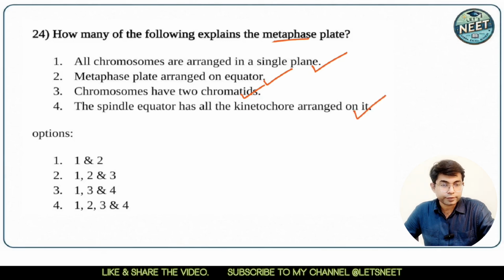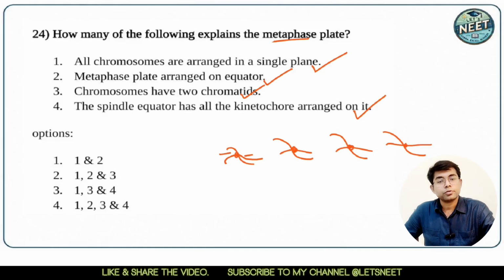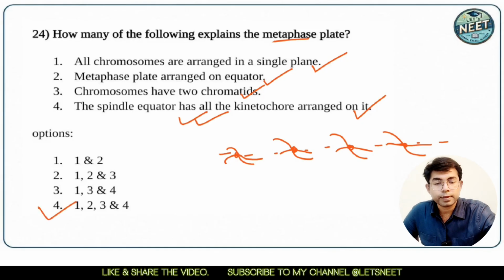So if this is the metaphase plate, right? Here all the centromeres are present on the equatorial plate. So kinetochores are also present on the equator. So 1, 2, 3 and 4, all of them are correct.